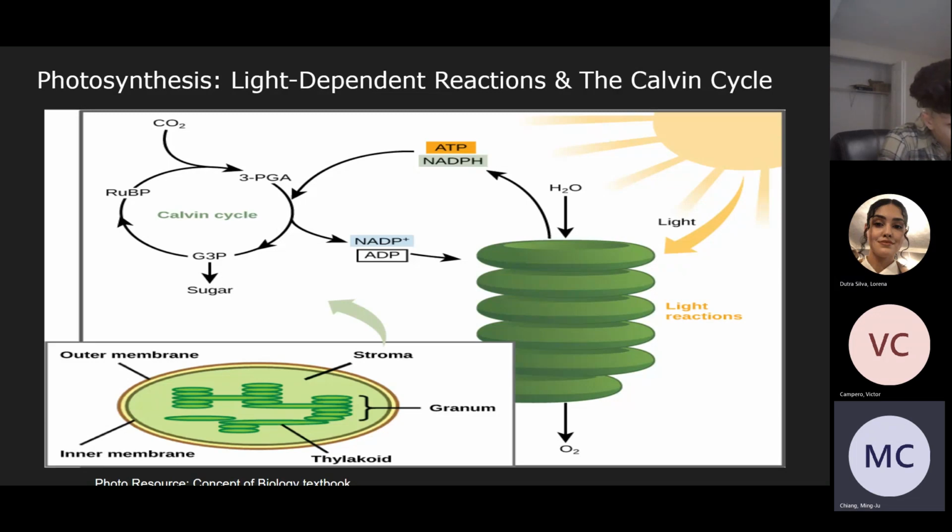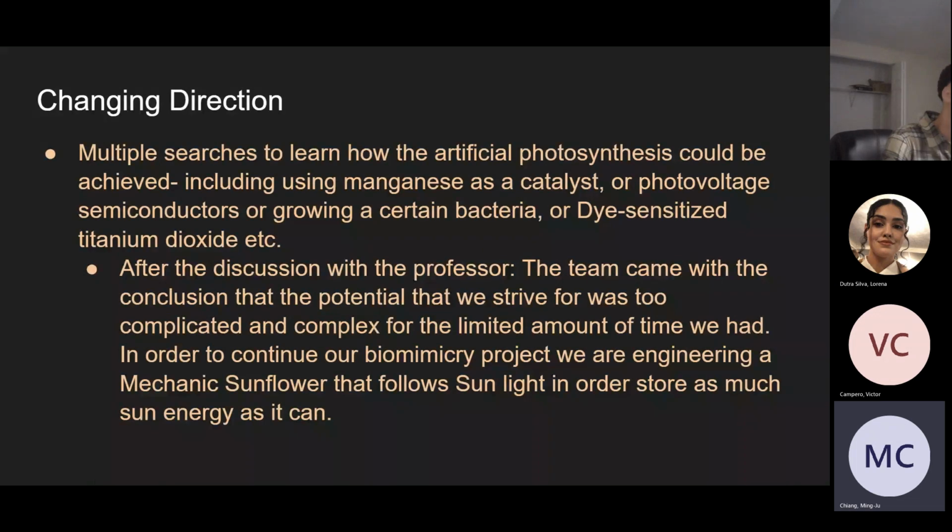We have done many searches about how to make artificial photosynthesis happen. Unfortunately, after discussions with the professor, the team came to the conclusion that the potential that we strived for was too complicated for the limited time we had. In order to continue our biomimicry project, we are engineering the sunflower to follow the sunlight to store as much light energy as possible.